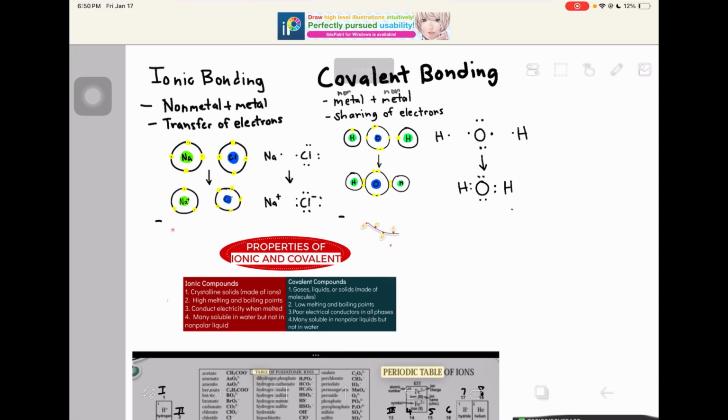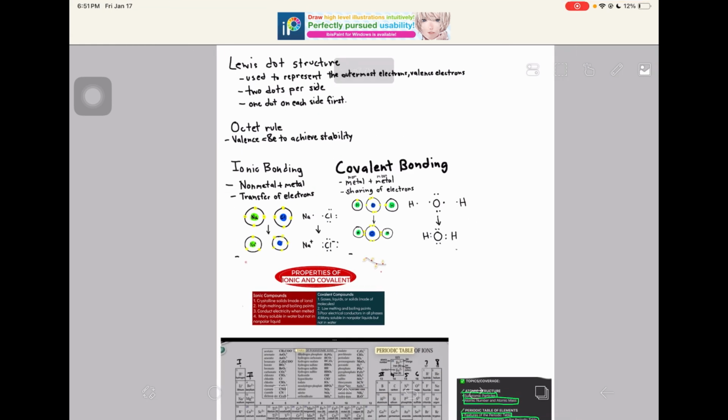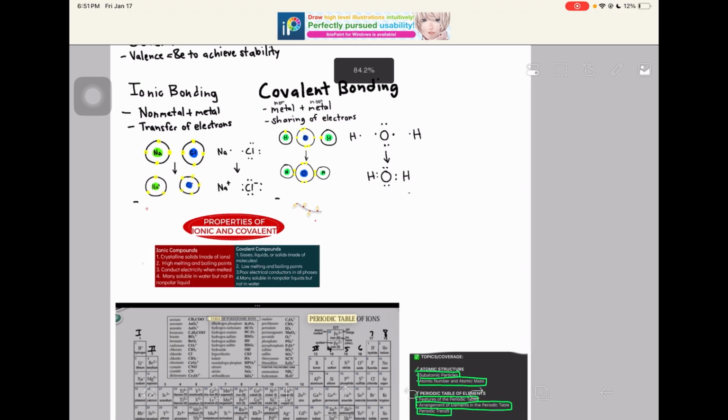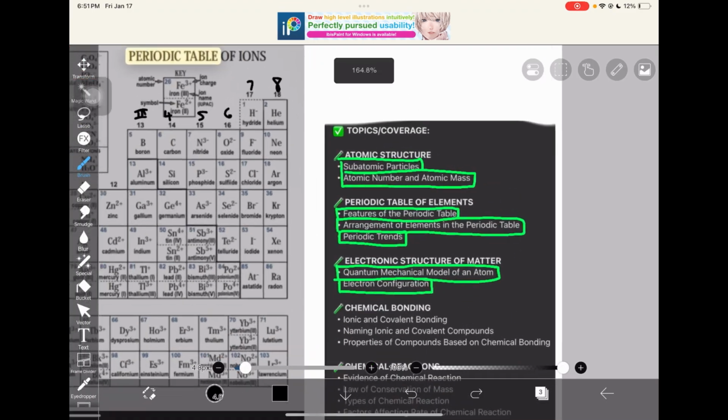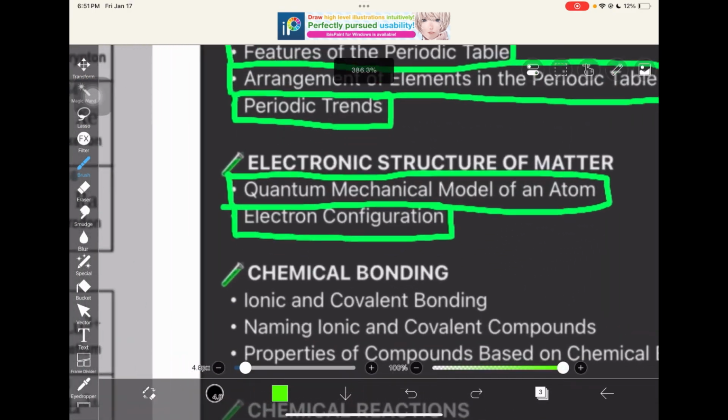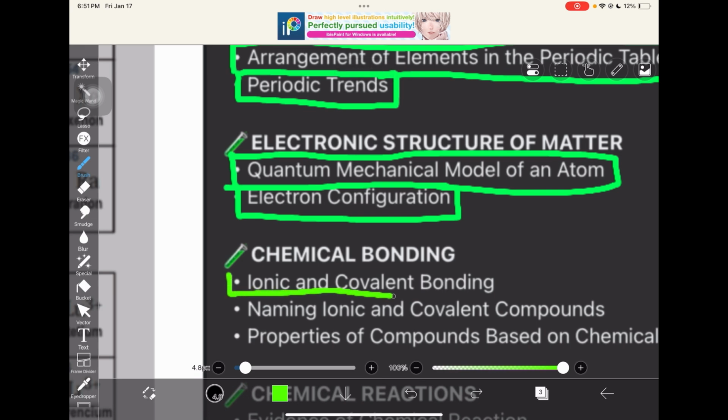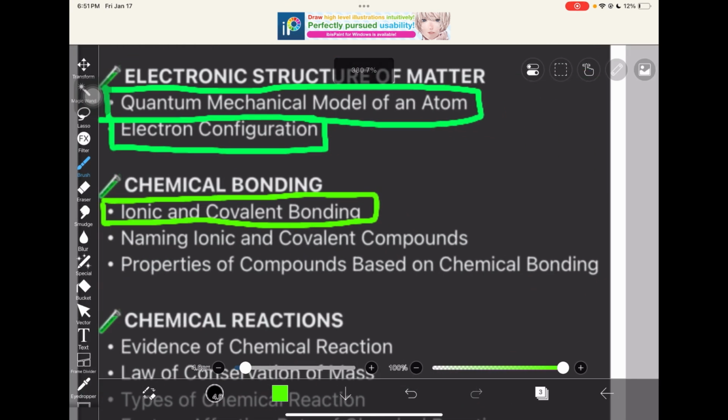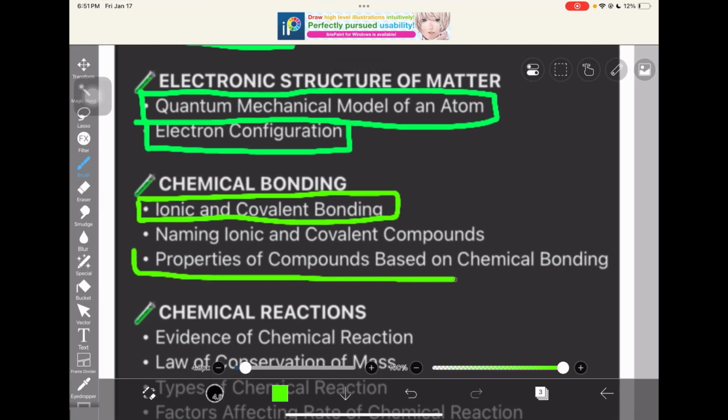So there it is. Those are the properties of ionic and covalent compounds, the bonding, the Lewis dot structure, and the octet rule. Okay, so that is ionic and covalent bonding right there, and that's the properties of compounds based on chemical bonding.